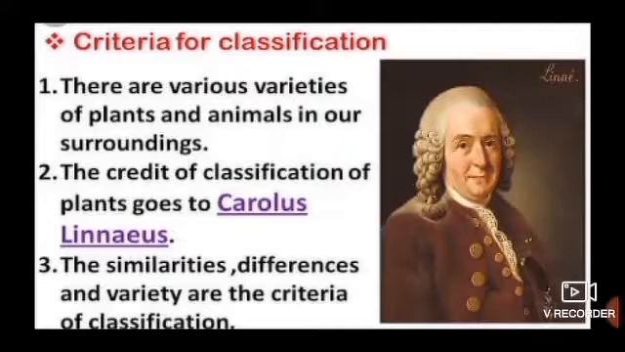Criteria for classification. There are various varieties of plants and animals in our surroundings. The credit of classification of plants goes to Carolus Linnaeus. The similarities, differences, and varieties are the criteria of classification.